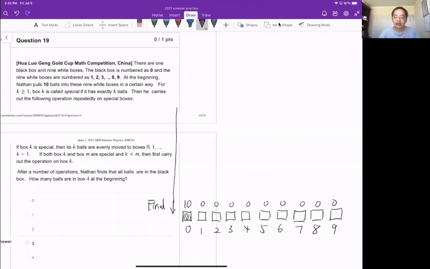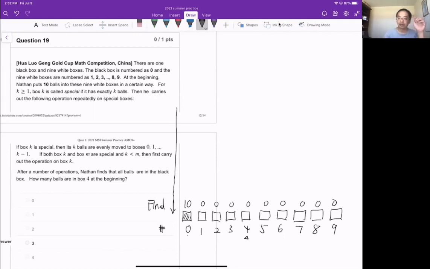Question number 19. Here we again have 10 boxes and also 10 balls, and there are certain rules to move those balls around. After several iterations, all balls end up on the black box, which is numbered 0. Now we want to find at the beginning how many balls are on this box 4.